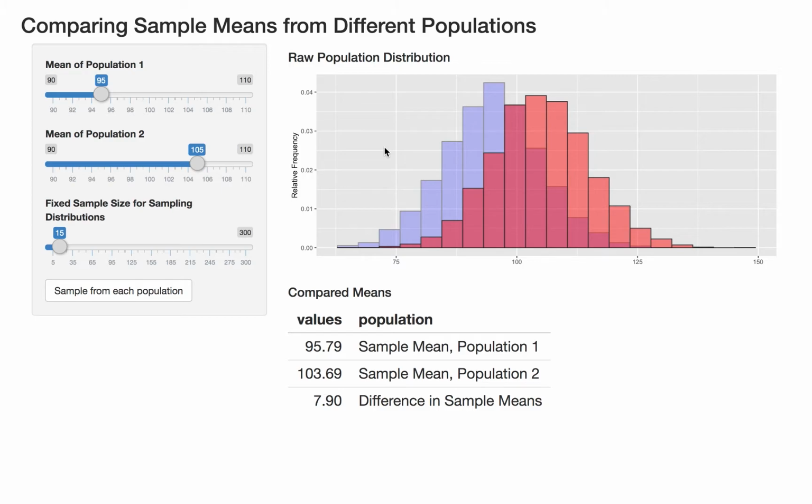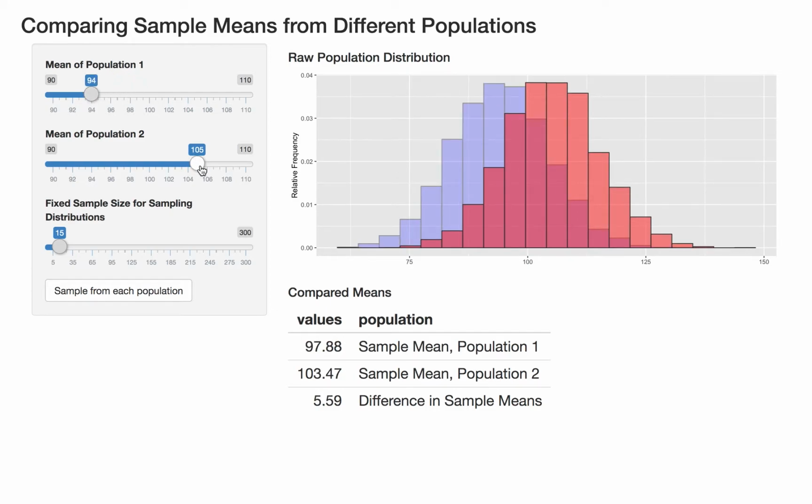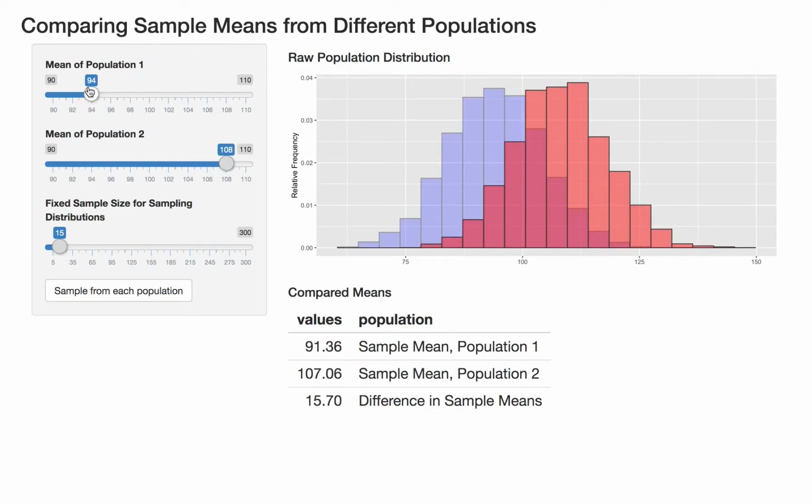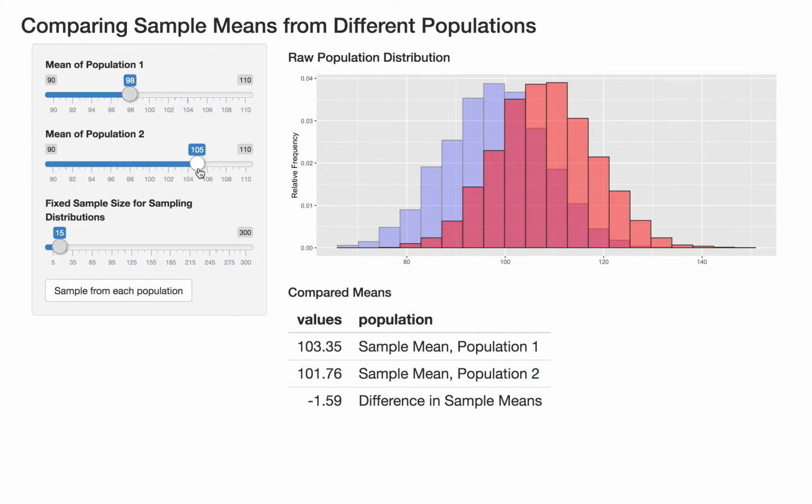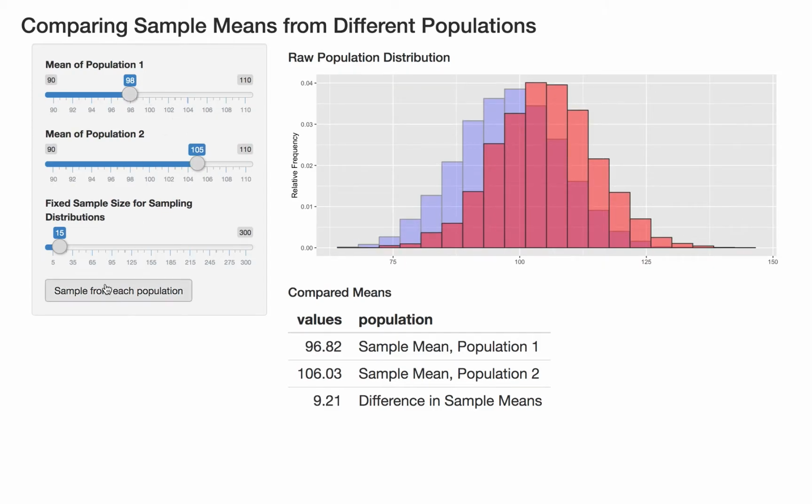Let's consider one more simulation. In this case, using these sliders, you can control where the population means actually fall. And I'm assuming they're both normally distributed in this case. And you can choose your own sample size, however you want to pick this. Each time you sample from the population, it gives you the sample mean from the first population, which I believe is the blue one, and the sample mean from the second population, which I believe is the red one. And again, this purply color is indicating that one histogram is overlapping the other. The other thing it considers is the difference between the two values that were computed.